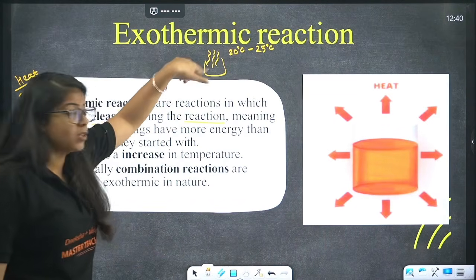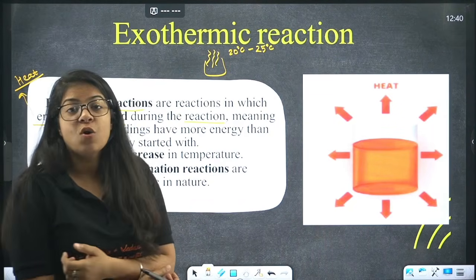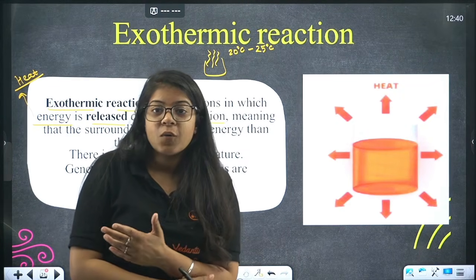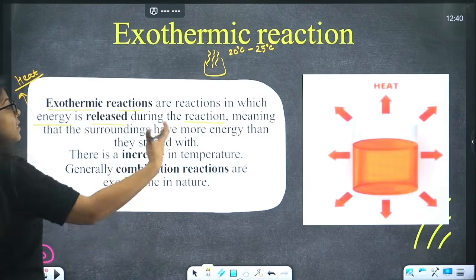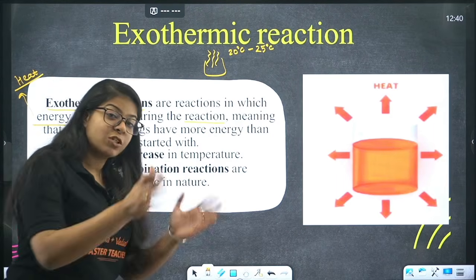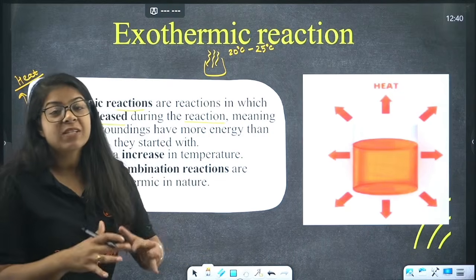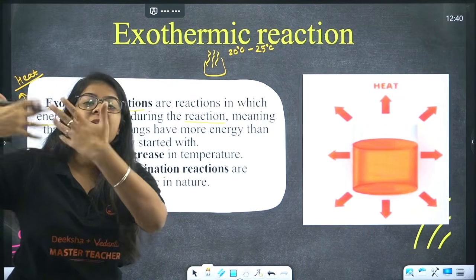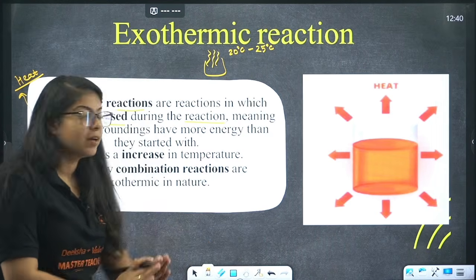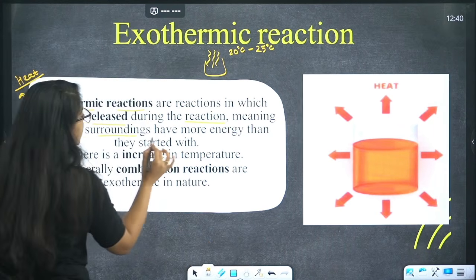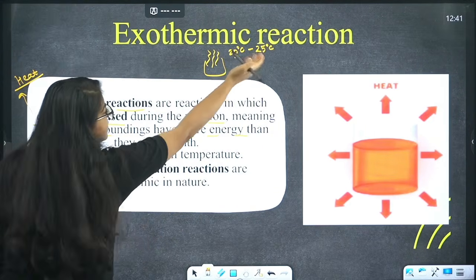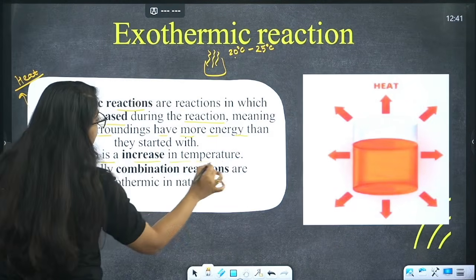These are surroundings, okay? Whenever you go near the stove, you can see that the whole area is very hot. Why is that? Because heat is coming out and making the surroundings more heated than before. That means the surroundings now have more energy than they started with, before this reaction, and of course there is an increase in temperature.